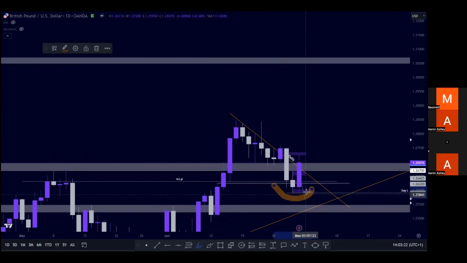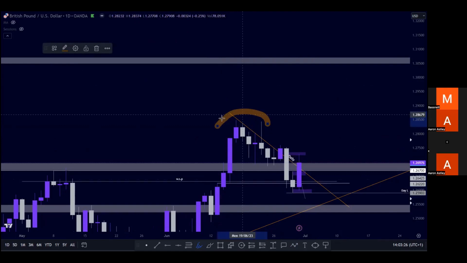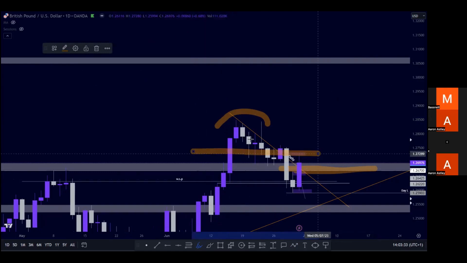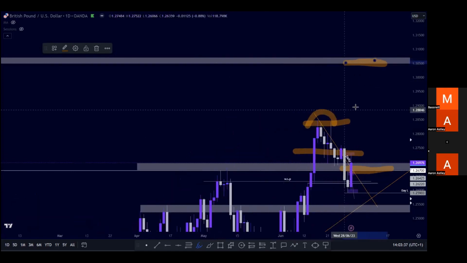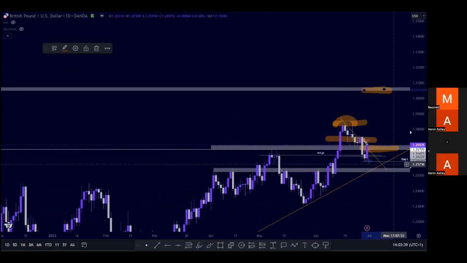Could see price, obviously this higher low, sorry. So if we see this higher high up here, we could see price start, if we establish support over here, and then we start to break through this area, we can see these previous highs taken out before we start to target up towards 1.31.